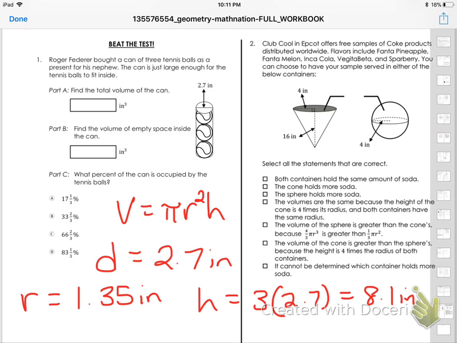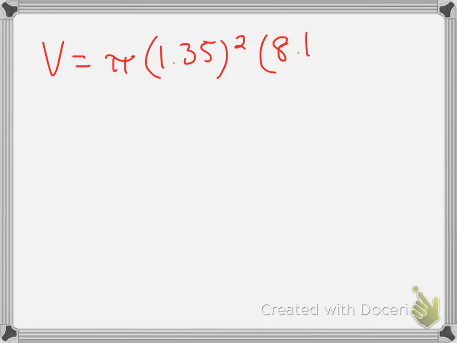Okay? So, the volume is going to be pi times 1.35 squared times 8.1.